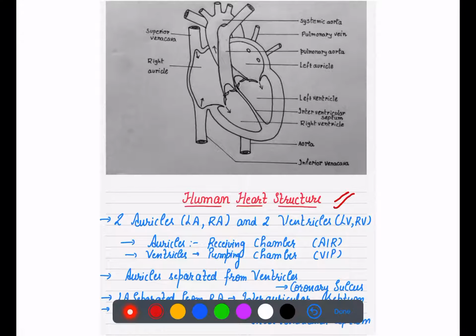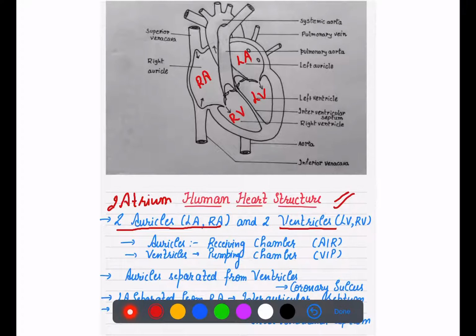As we have already drawn the heart structure, and I have discussed many things there also. In the heart there are two auricles, or you can say two atriums. What are their names? This one is our left atrium, this is the right atrium. Here are the left ventricle and right ventricle. So two auricles, two atria and two ventricles.